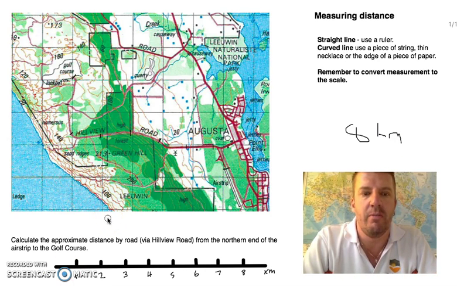So that's several methods of measuring distance. Straight line, use a ruler. Using a curved line, either edge of a piece of paper and then mark off each straight section of line, or using a necklace or piece of string to stretch your string along the route that you're measuring and then take it to your line scale or ruler to calculate. But always remember to convert it to the scale.